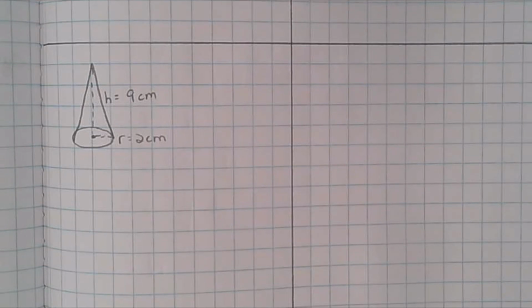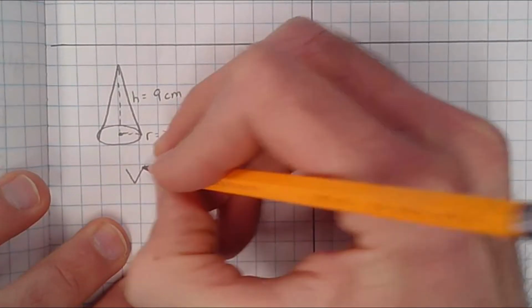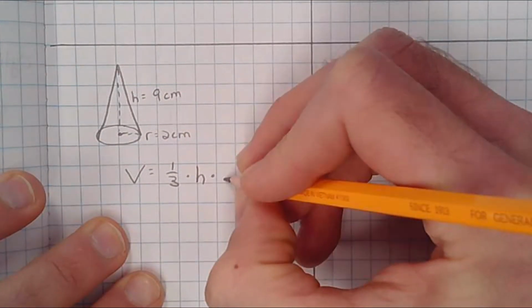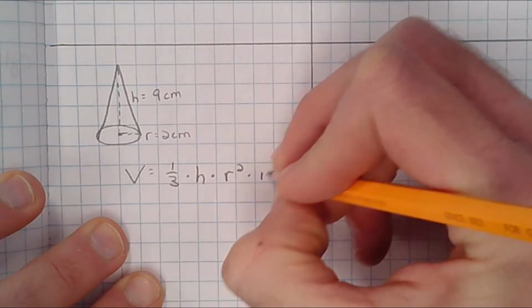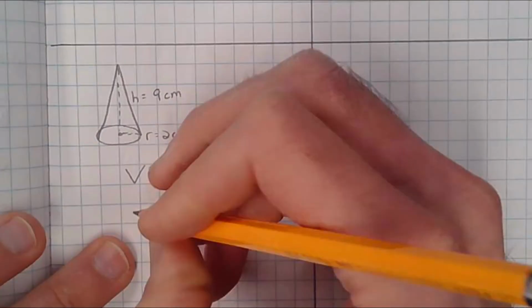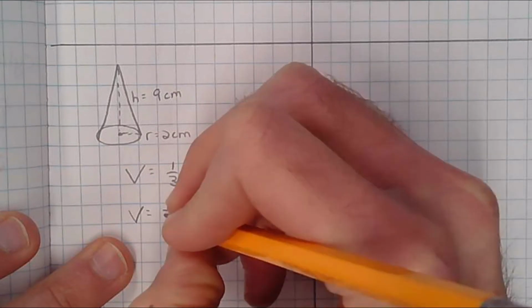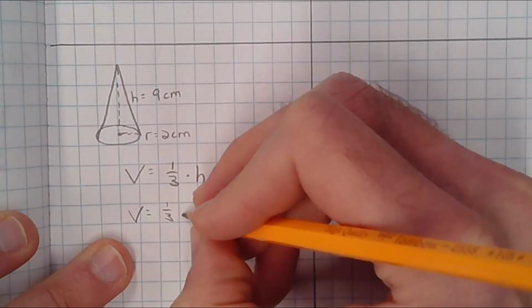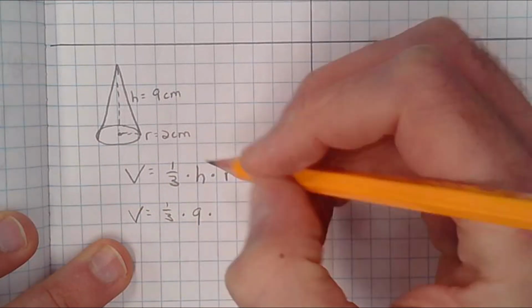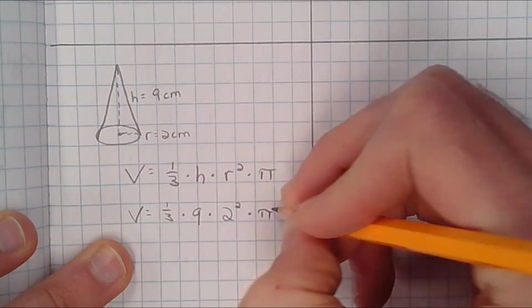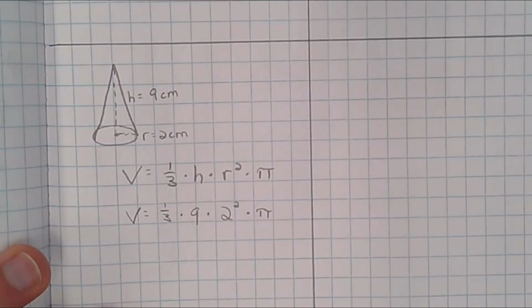Great. Now, let's write our formula. The volume of a cone is 1/3 times the height times the radius squared times pi. All right, so we get volume equals 1/3. And then the height here is 9. I can see that up here on the diagram. The radius is 2. And pi is pi. All right, so 1/3 of 9 is 3.